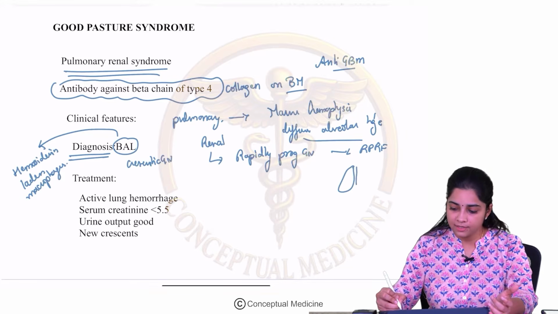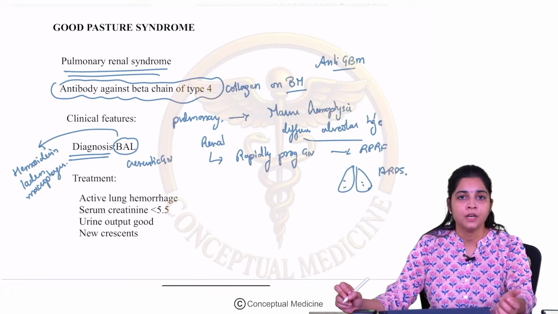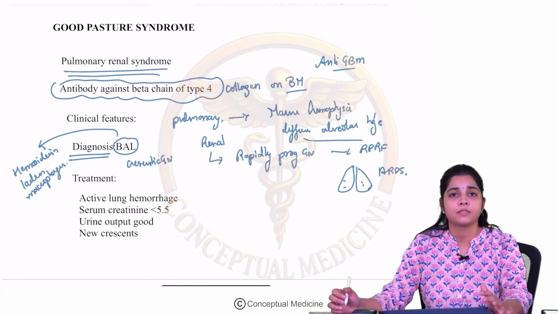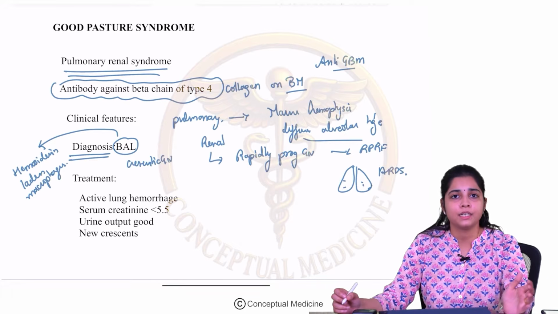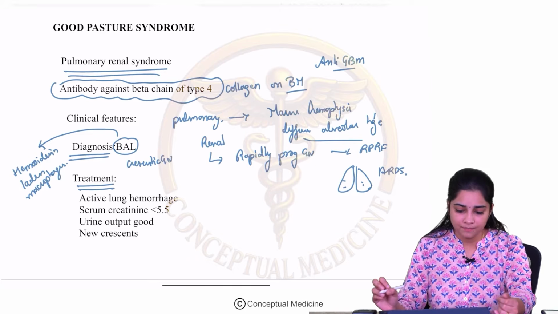On your chest X-ray, how will it look? It will look like ARDS only. It will look like an ARDS feature only. So how do the patients present? The patients present explosively with ARDS and complete renal shutdown. What is the treatment? Right?